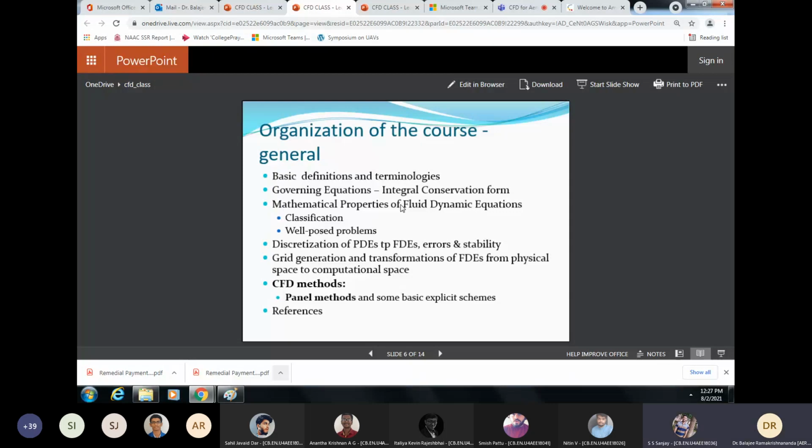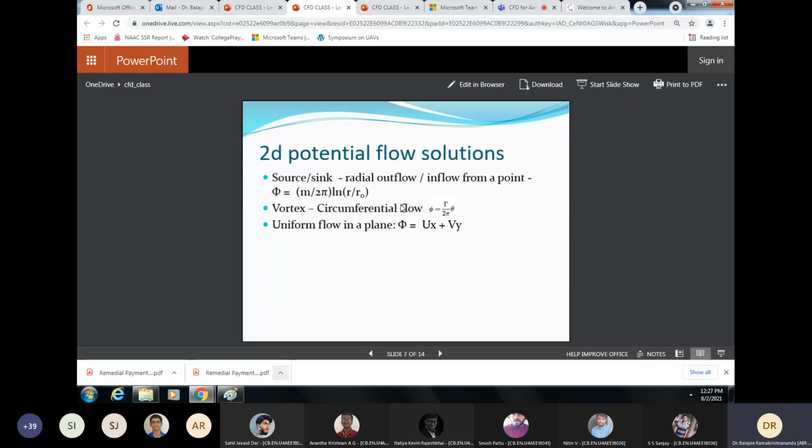Lifting line theory. Yes, now we are just going to a numerical aspect. We'll just revise that to show that it's numerical. It's just a revision, nothing else. So, 2D potential flow solutions.